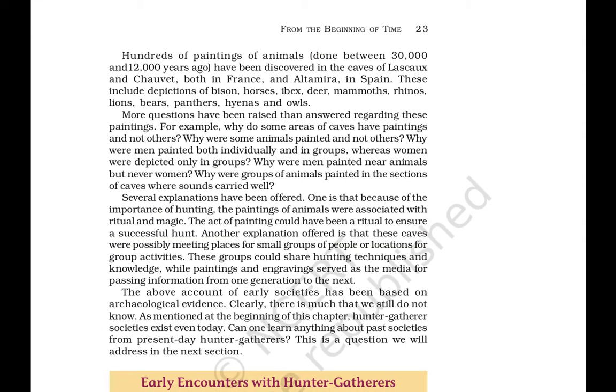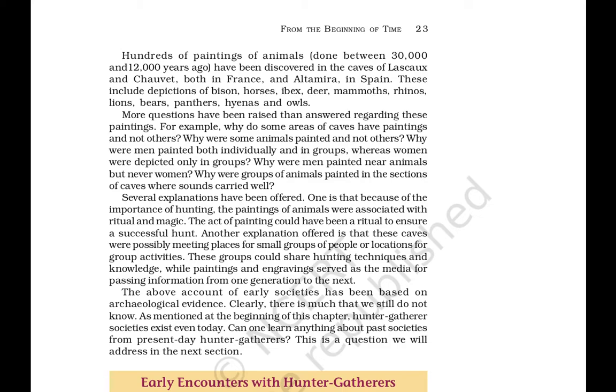Hundreds of paintings of animals, drawn between 30,000 to 12,000 years ago, have been discovered in the caves of Lascaux and Chauvet, both in France, and Altamira in Spain. These include depictions of bison, horses, ibex, deer, mammoths, rhinos, lions, bears, panthers, hyenas, and owls.